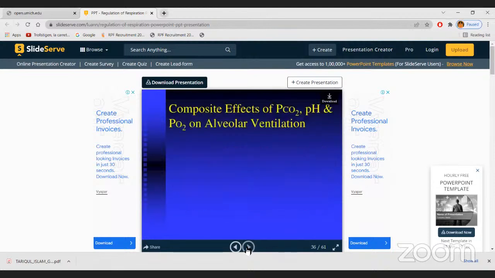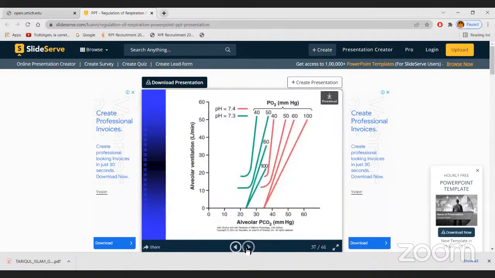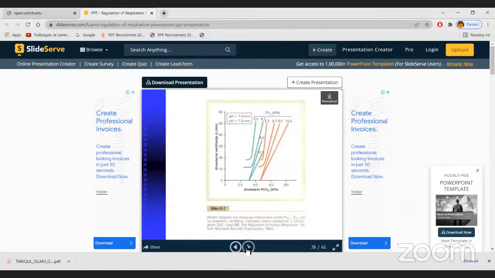Then next one, composite effects of carbon dioxide, hydrogen ions and oxygen on alveolar ventilation. So these are the three: oxygen, carbon dioxide, hydrogen ions, and at the same time pH. The normal blood pH is 7.4. The pH means potential of hydrogen.